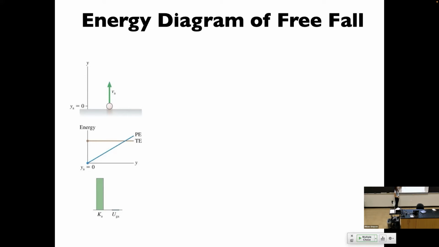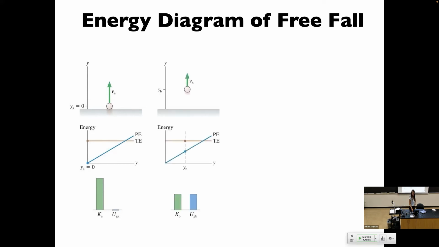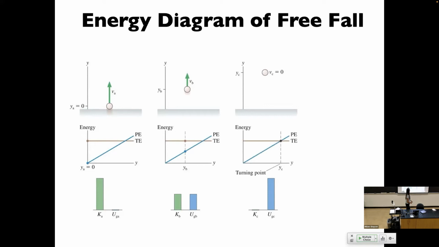So here at this point, if you launch something up, the kinetic energy is all of the energy. So that's the fastest speed. At this point where it's traveling upwards, it's slowing down. So kinetic energy goes down, but it's higher up, so potential energy goes up. And if you add this plus this together, it should be the same as this, because the total energy is the same. Once you get up here, you're at your peak.